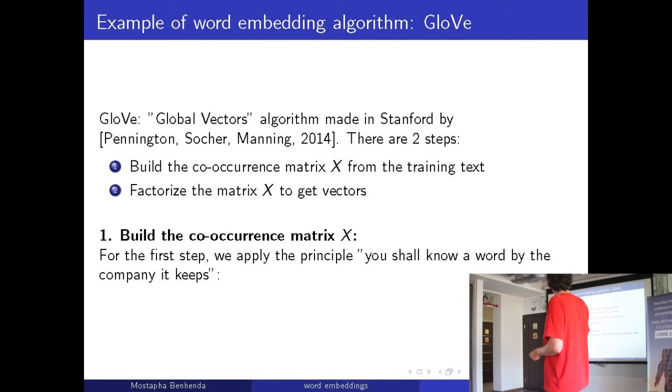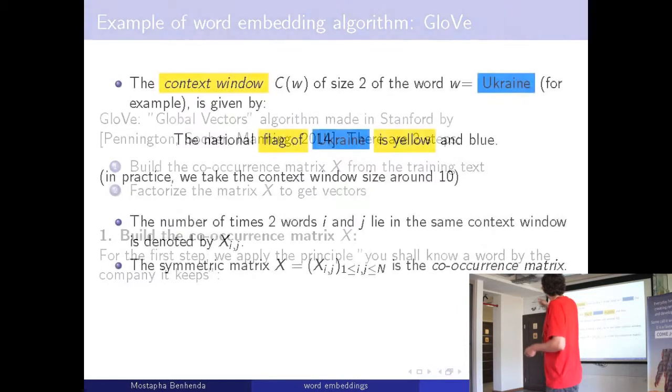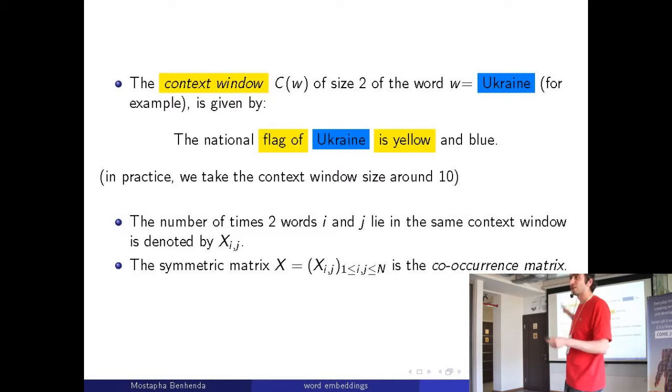So what is a co-occurrence matrix? This is what he explained this morning: you take a word that you like, and you look at the context window around your word. For example, the word Ukraine, and a context window of size 2 will take the 2 nearest neighbors of your favorite word. From this, it gives you a number, X_ij, which is the number of times the words i and j co-occur in the same window. Once you have this number, you put it in a matrix X, which is symmetric, because this property is symmetric. And then you get what is called a co-occurrence matrix.